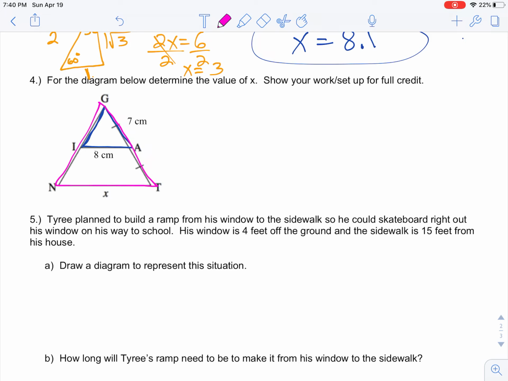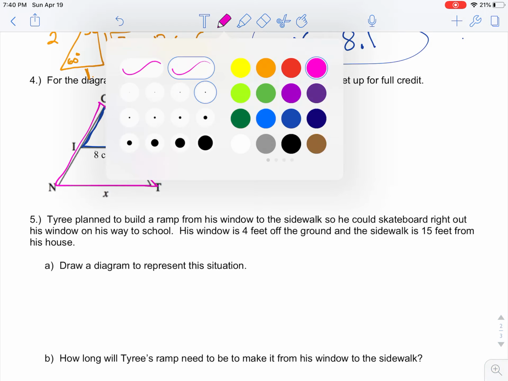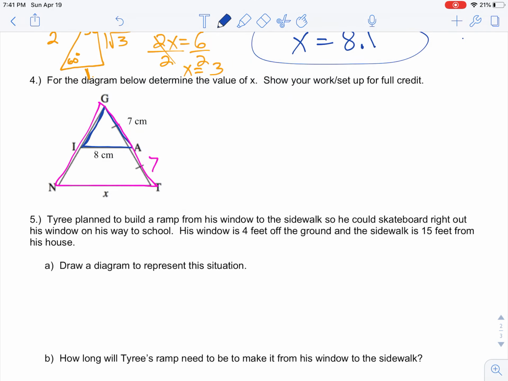I feel like I'm missing a piece of information here. Oh, the tick marks, that's what I forgot about. The tick marks are telling us that this is also 7. So the short length of GA would correspond to the entire length of GT. So then the entire length would be 7 plus 7, which would give us 14. And then the 8 of the small blue triangle would correspond with the x of the pink triangle because they're in the same position.